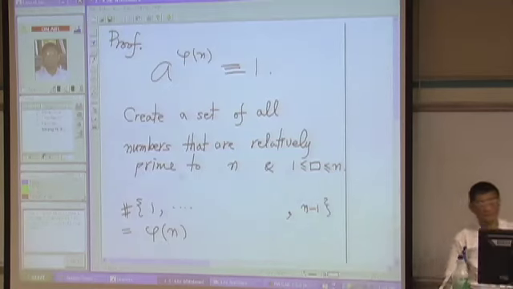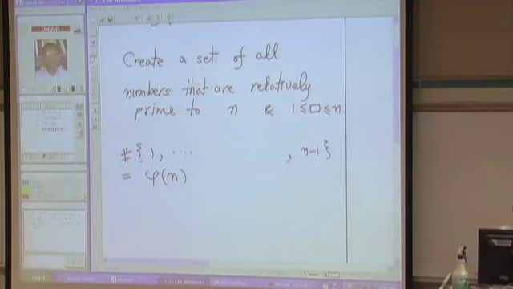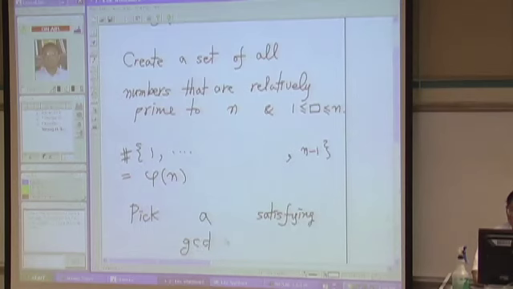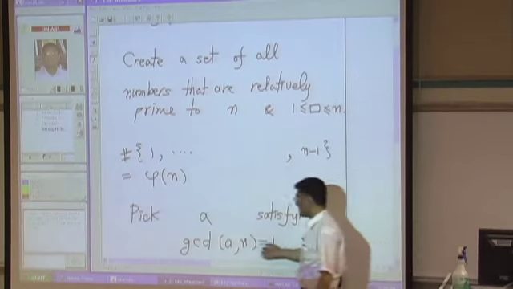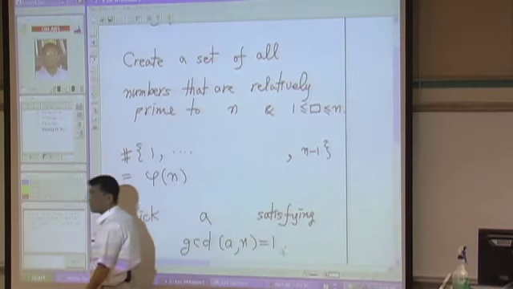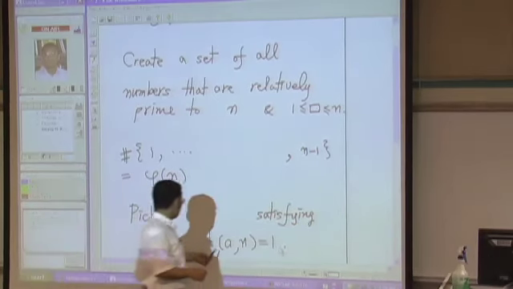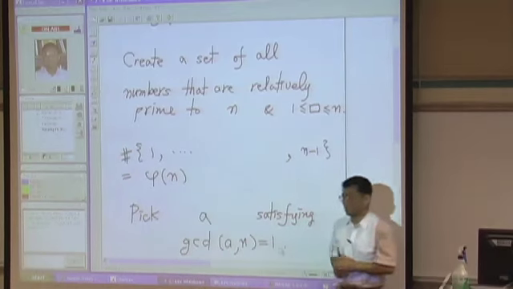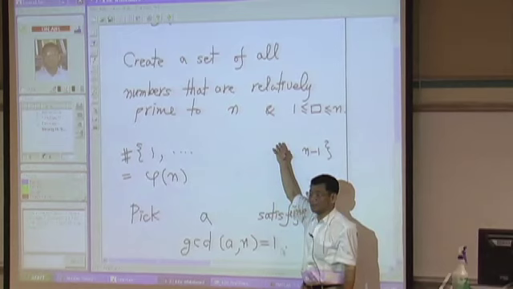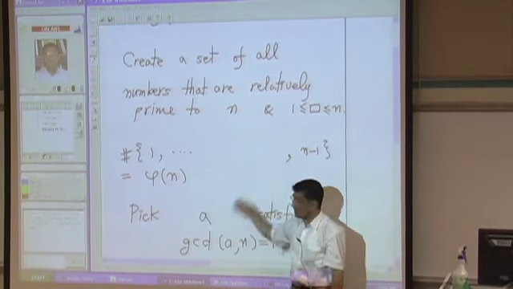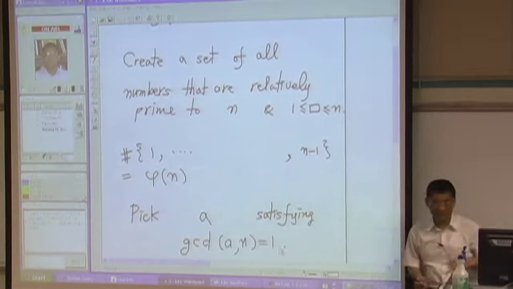Then the next step is to pick some number, say a, satisfying the GCD condition. So we may find any a satisfying this condition and check it. Will a be inside the set or not? Yes, it should be inside the set. So we have found a.